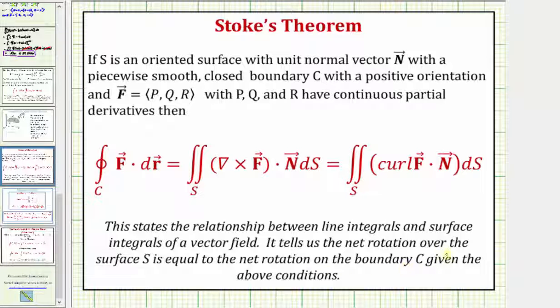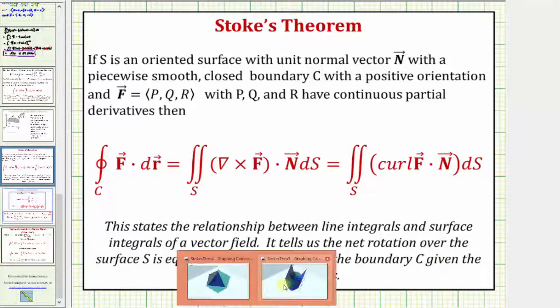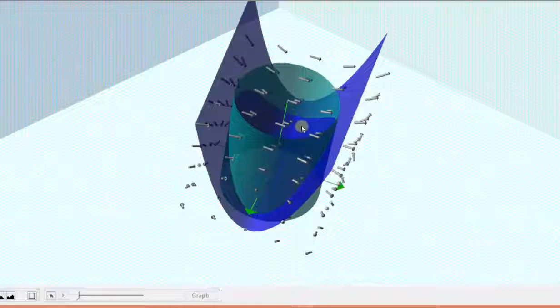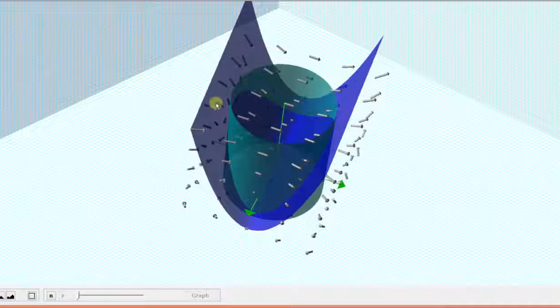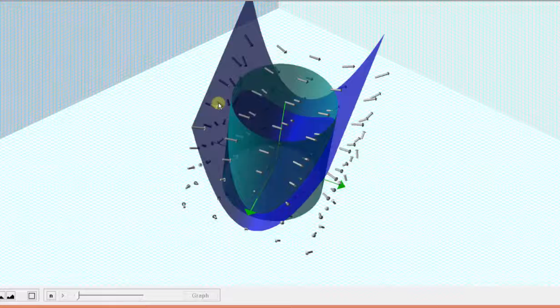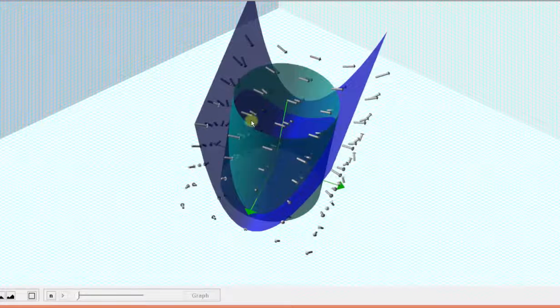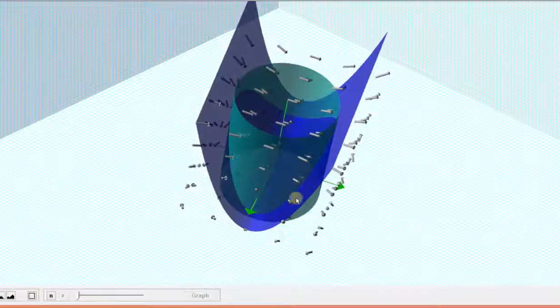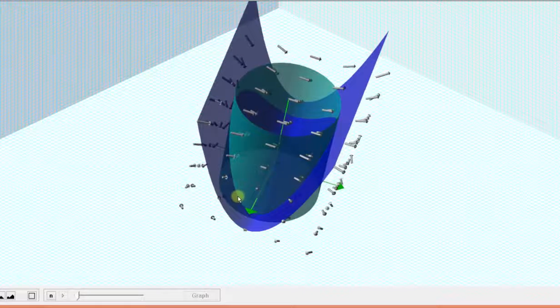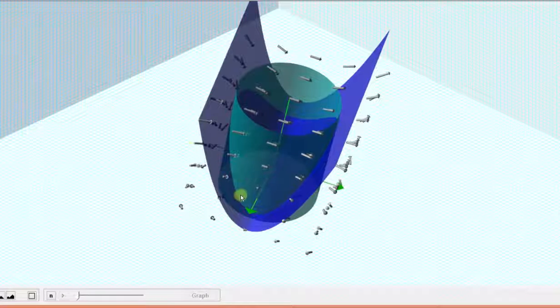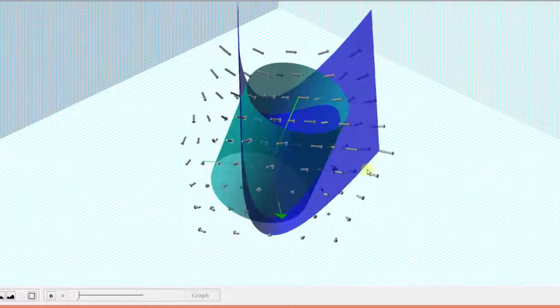Remember, this value tells us the net rotation over the surface S, which also equals the net rotation on the boundary curve C. So going back to our graph, because the value we found was positive, because the orientation of the surface is upward, using the right-hand rule, the net rotation will be counterclockwise. Again, using the right-hand rule with an upward orientation of the surface. And this is also true for the curve C around the surface S. The net rotation would be counterclockwise. I hope you found this helpful.